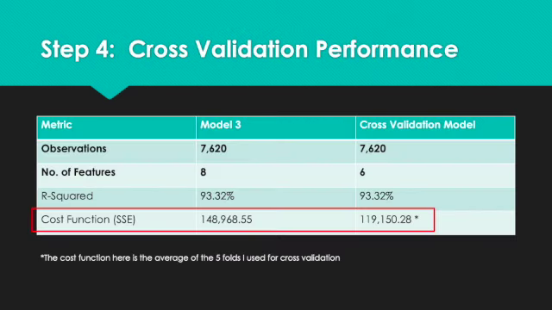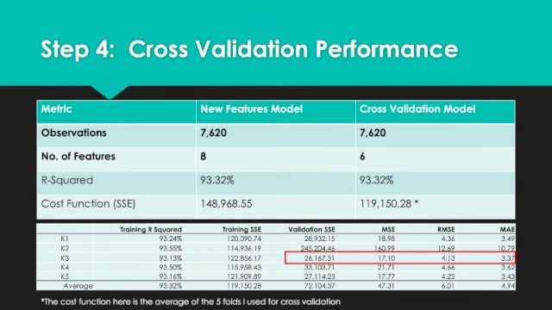I calculated the average of the 5 folds' cost functions. The cost function of the cross-validated model is much lower than model 3's, which had no folds. Cross-validation makes a model more robust. I then selected the best performing model of the 5 folds that would be fine-tuned to be used as a final model on the 20% test data. This was the KE3, which had the lowest validation metrics across all folds.